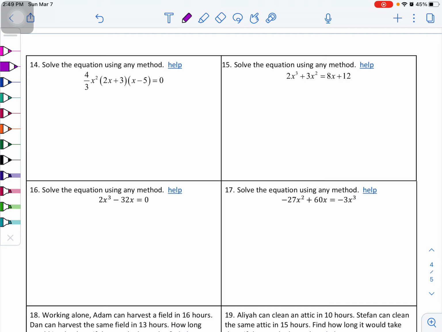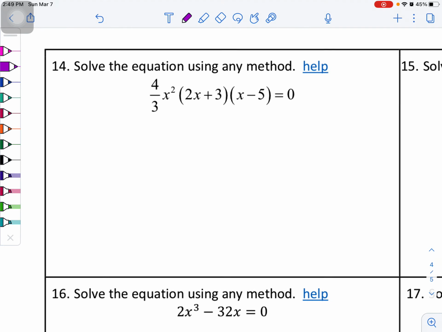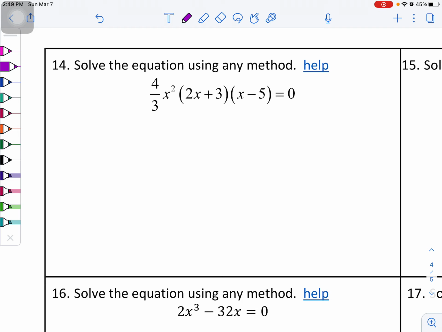All right, in this video, we're going to work on page 4 of the study guide: 14, 15, 16, and 17. It's solve using any method you can. So I'm going to jump right into number 14 here.